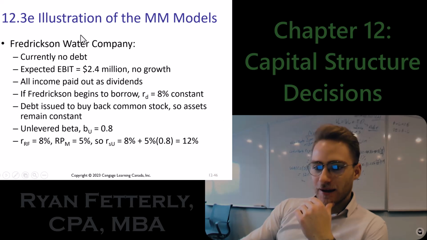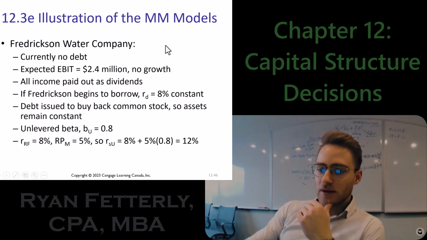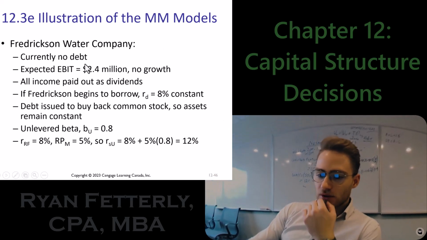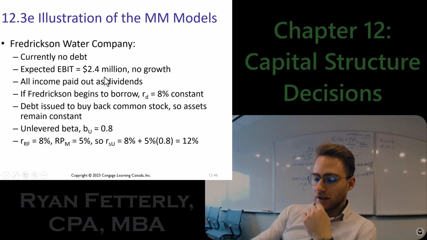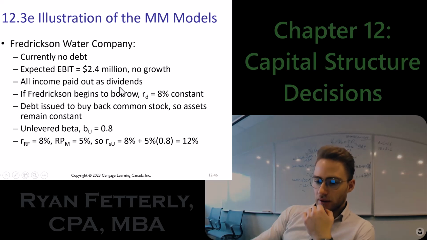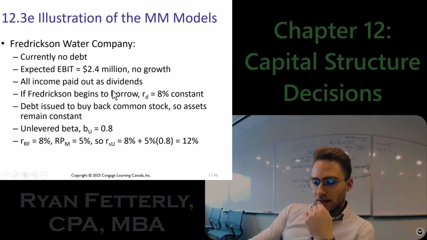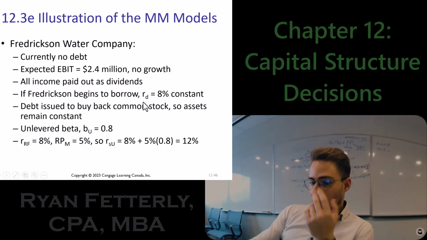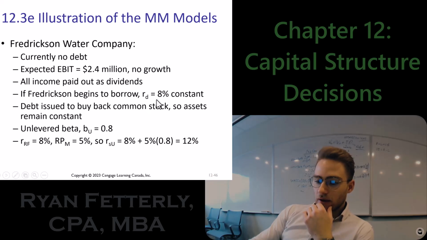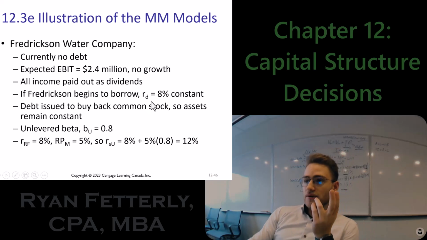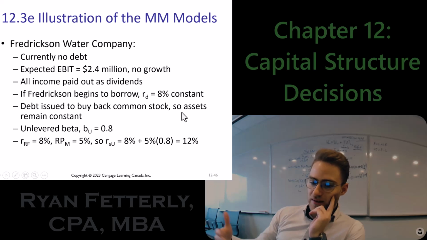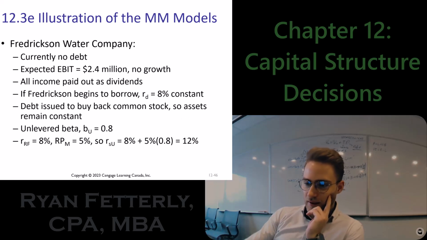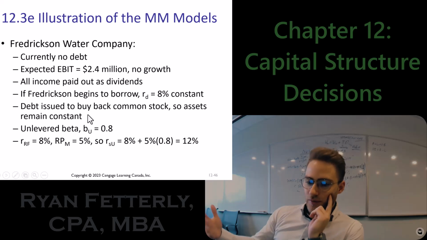So, illustration of the MM model. Frederickson Wire Company currently has no debt, and expected earnings before interest and tax is $2.4 million, with no growth. All income is paid out as dividends. If Frederickson begins tomorrow, the required return for their debt holders is 8%, held constant. Debt is issued to buy back common stock, and assets remain constant, right?